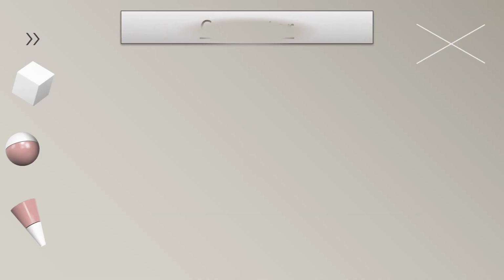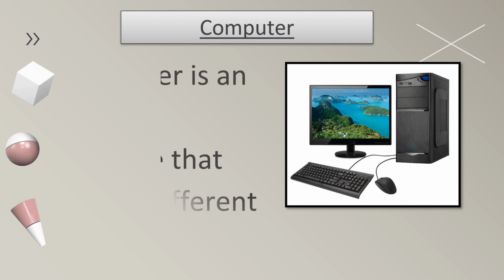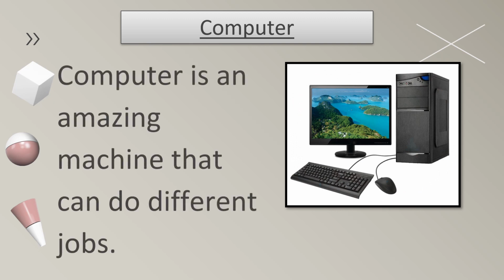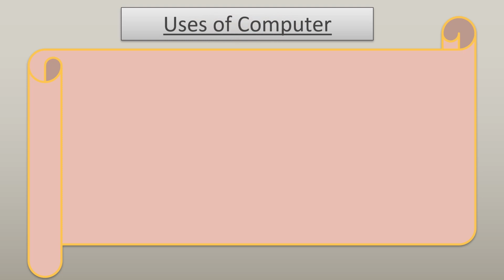All of you know about computer a lot. We have been using it since a lot of time, right? You know that computer is an amazing machine where you can perform different types of work on it. So let us now discuss some of the uses of computers. Computer is being used nowadays. We use it for different purposes, some of which are given below.